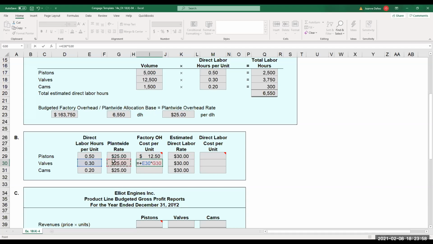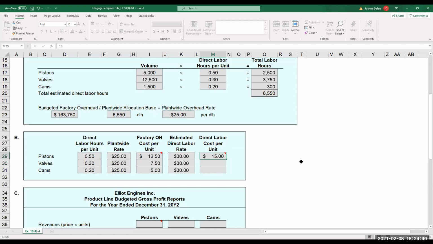So I'm just timesing these out because might as well do what I know. I know that all I have to do is just multiply these three out. And then I know that this is 30 all the way down. So guess what? Over here, let's see what happens here. The direct labor cost per unit. All right, enter as a formula of direct labor hours per unit times the direct labor cost per unit. Okay, so the answer is 15.